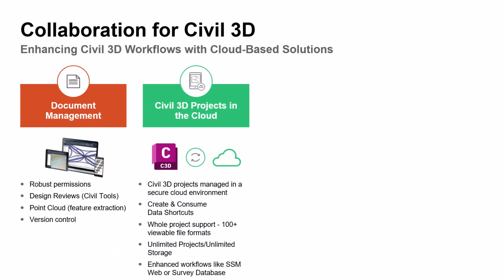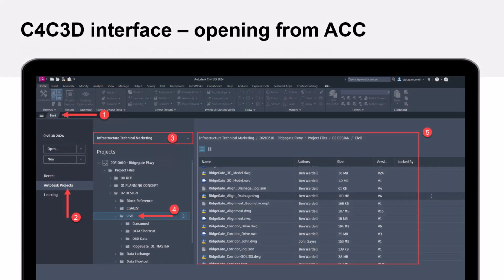The second part that I would like to underline is how Civil 3D projects are managed in the cloud. There are 2 ways to open files from Autodesk Construction Cloud. You can start from the tab in Civil 3D, then click on Autodesk Project, and then you can choose your account or app name and project. Then you can navigate in the folder location, and in number 5 you have the list of the files contained in the folder in ACC.